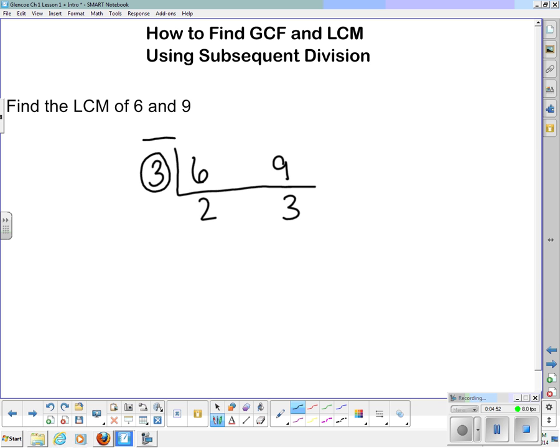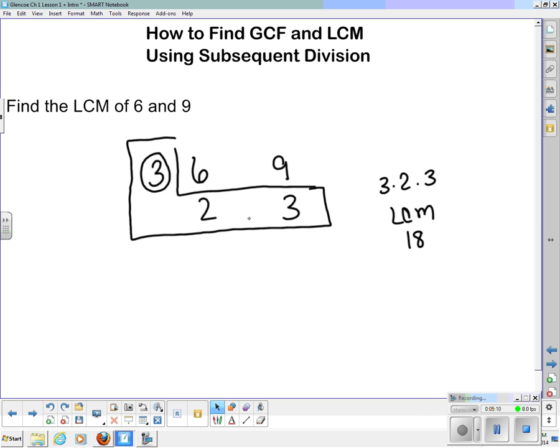Take your pen, draw an L around the entire thing. Multiply 3, 2, and 3. Those are the numbers in the L. And your LCM must be what? 18. That is how you do LCM. So it's the same exact process, except that you were able to get it much faster than writing a list.